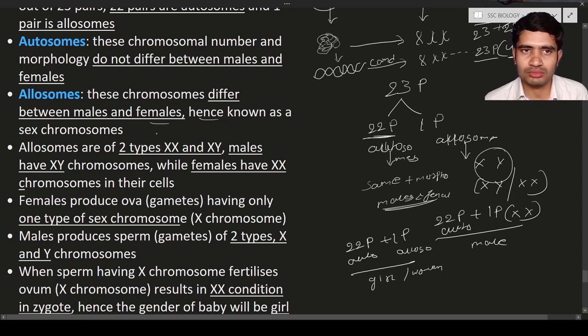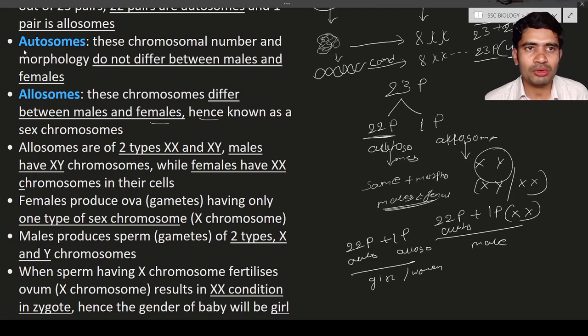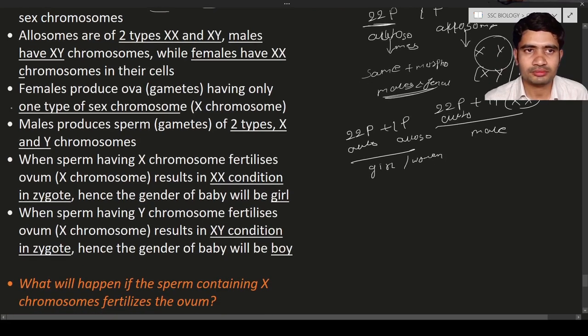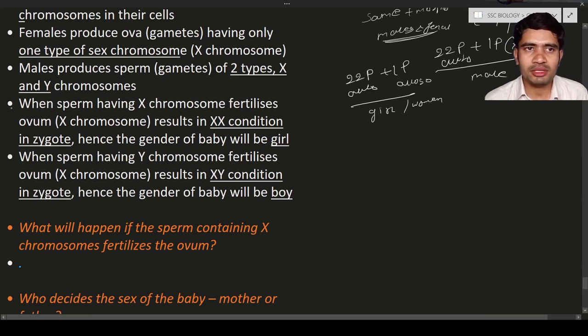While coming to autosomes, the chromosome number and morphology do not differ between males and females. It means in males and females these autosomes have the same number, the same morphology and the same structure. Now, coming to the gametes, we will see how they are important.